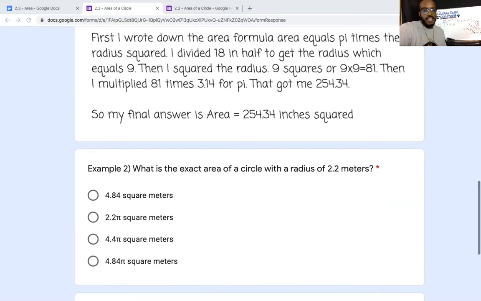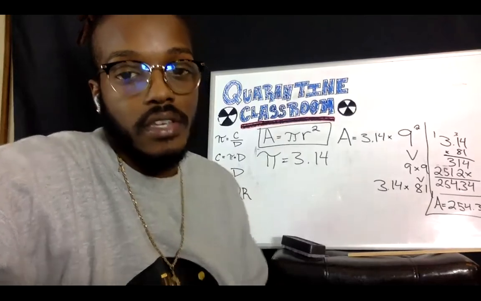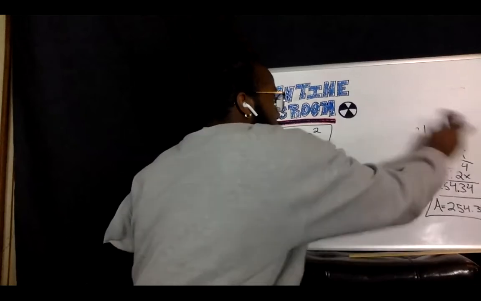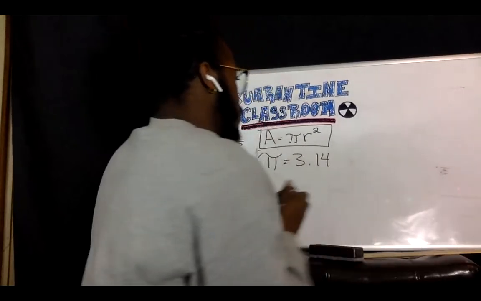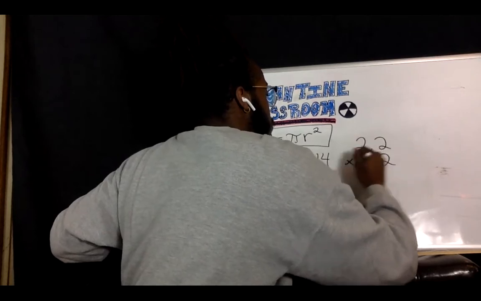So what is the exact area of a circle with a radius of 2.2 meters? In order to do this, this is one of the types of examples where we need to find first what radius squared is, which means we have to take 2.2 and multiply it by itself. I'm gonna go back to the board over here so that we can see what happens when we take 2.2 and multiply it by itself.